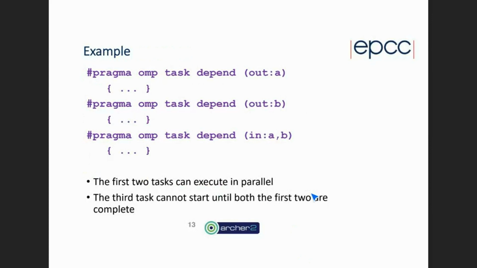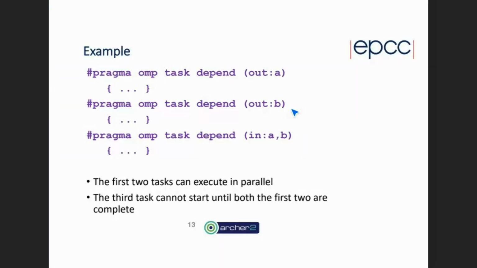So a very simple example, you can do things like this. I can have a task that has an out dependency on A, a second task has an out dependency on B, and then a third task that has an in dependency on both A and B. That would mean that the first two tasks can execute in parallel, but the third task has to wait until the first two are finished before it executes.